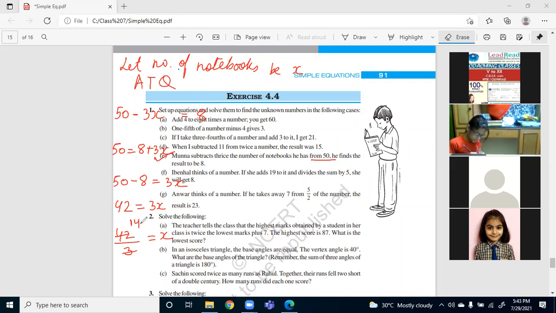Then the first equation became wrong, right Garima? First equation is wrong, then everything will go wrong. Why I am saying it is wrong? Because 50 is written after from, and whatever is written after from, we write first. So we will be writing 50 minus 3x, not 3x minus 50. That is wrong. Okay, ma'am.